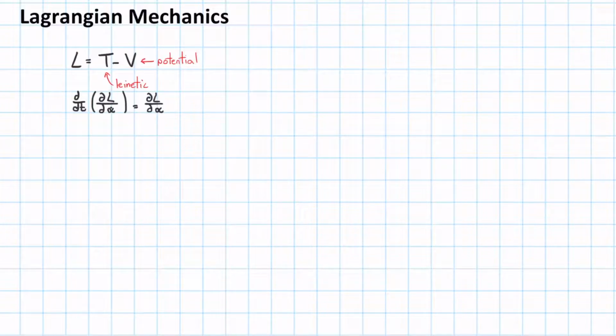Let's see if we can apply this to a problem of our own. What I've drawn here is a simple pendulum, the type that you will meet very early on when solving equations using Newtonian mechanics. But now let's see if we can solve it with the Lagrangian method. The first step then is to write down the kinetic energy in the system.